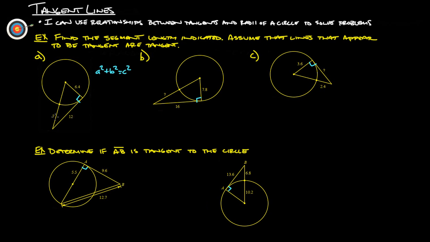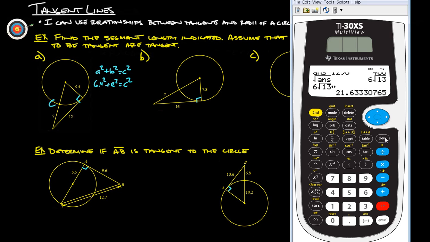So the hypotenuse is actually this right here with the question mark. It's not the whole hypotenuse, but just this part. But let's figure out what this c length right here is. So we're going to do 6.4 squared plus 12 squared equals c squared. 6.4 squared plus 12 squared gives us 184.96.